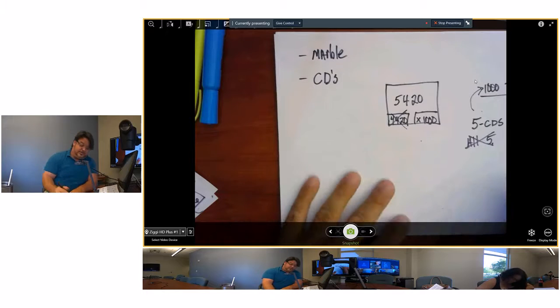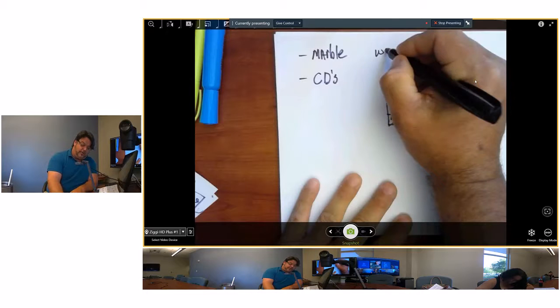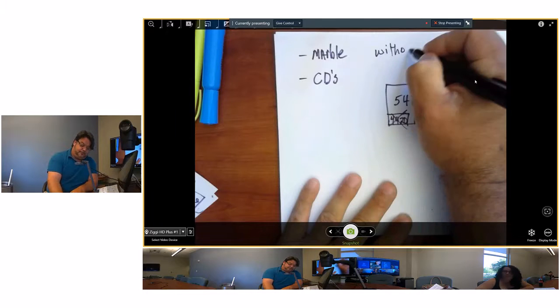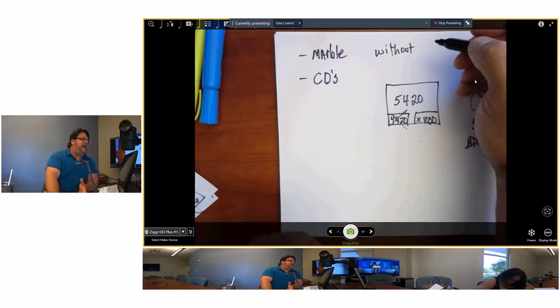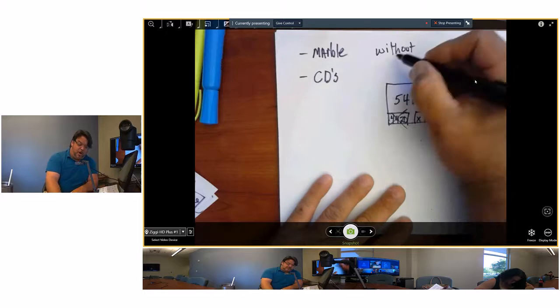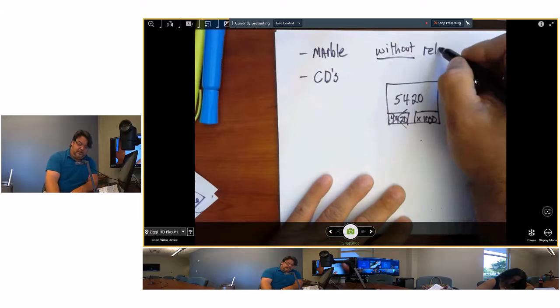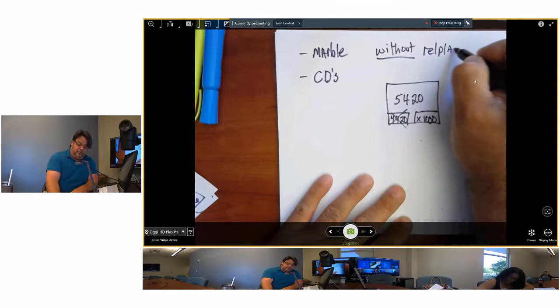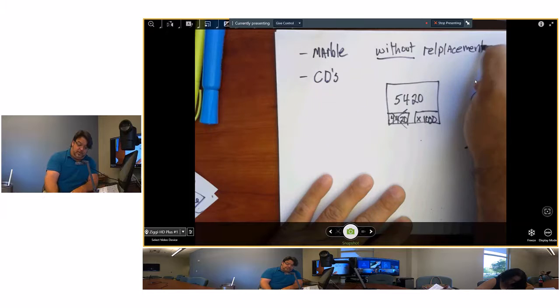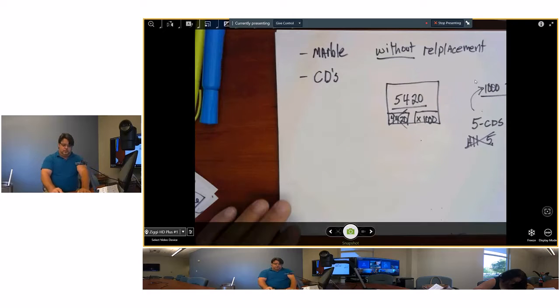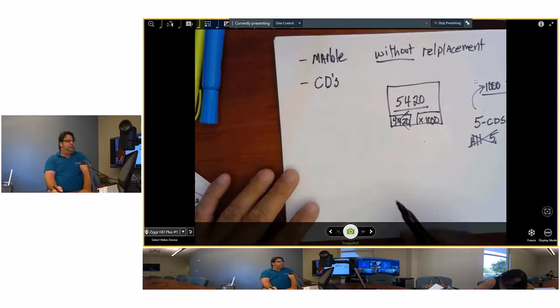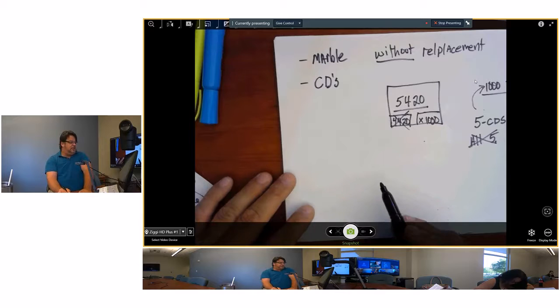Now, this is without replacement. Why would this be without replacement? You're not going to put the bad ones back. In other words, you're not going to put one back in. So these are always without replacement. Does it matter with this one? No, it doesn't matter with this one because it's over 300. But we're going to do both just so you can see it doesn't matter.